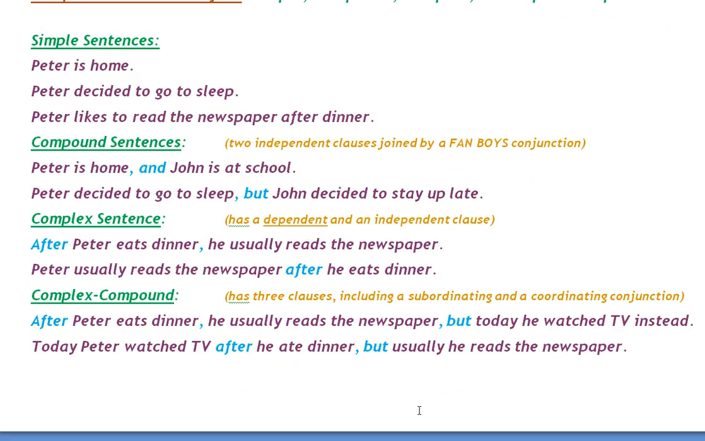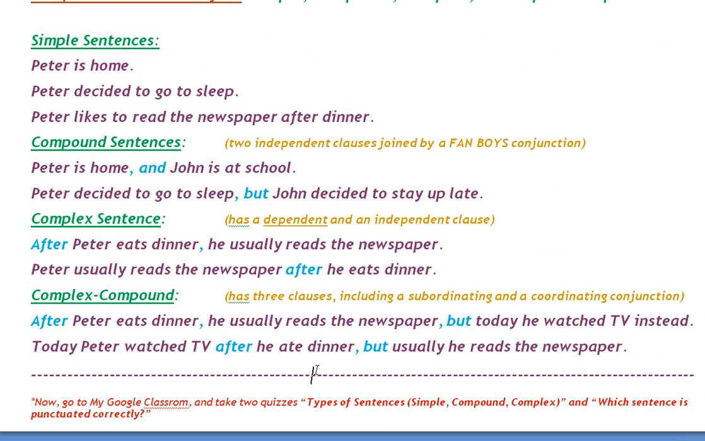And that is it. That is the whole lesson. What you're going to do now is you're going to go to my Google Classroom and you're going to take two quizzes. The first quiz is on types of sentences. So basically you need to know what a simple sentence is, a compound, a complex, or a complex compound. I'm going to give you a sample of sentences and you're going to tell me what kind it is. Okay? Then when you're done with that, you're going to take another quiz called which sentence is punctuated correctly.